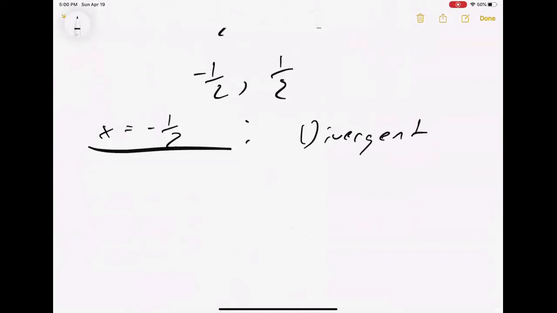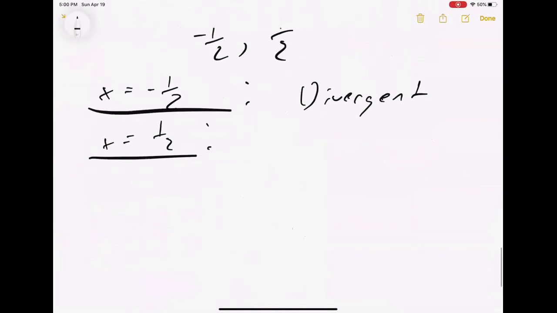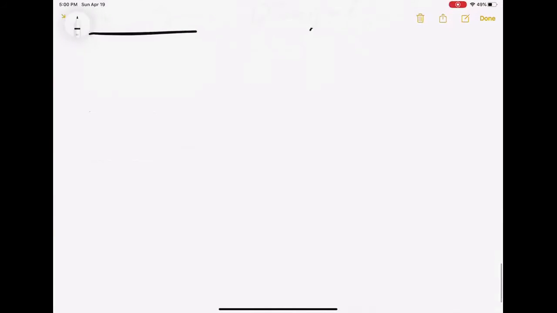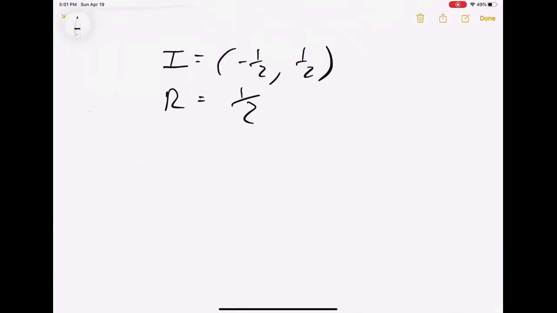Hopefully you can do this on your own. If you don't see it right away, you can plug these in and figure it out, but it should be divergent for both. You can check me on that. So for my interval of convergence, I wouldn't want to include those endpoints. So my interval of convergence would just be this. And if they ask me for the radius of convergence, that's just half the length of this interval, so the radius of convergence would be 1/2 as well.